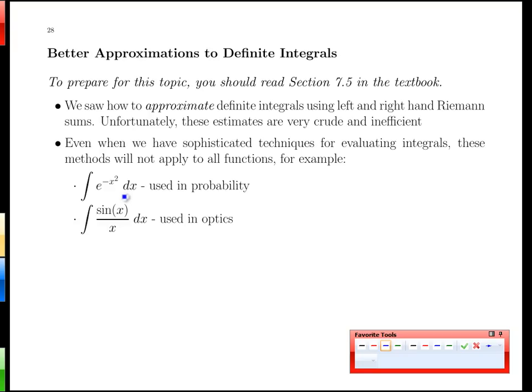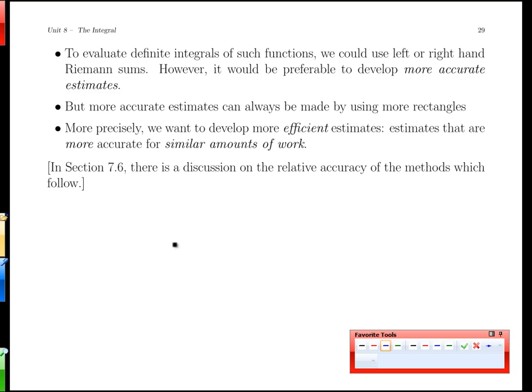So where does that leave us when we have these functions that appear very, very frequently in science, especially exponential and statistics everywhere? If we want to evaluate these integrals of these functions, over some interval, what's the sum of those function values times delta x? We could certainly use left and right hand rules. Absolutely. We've seen those already. However, we'd like to have as accurate an estimate as possible.